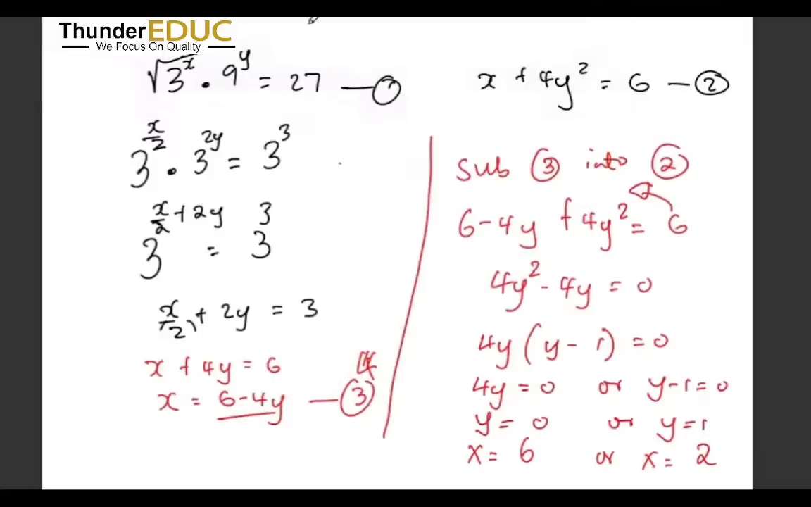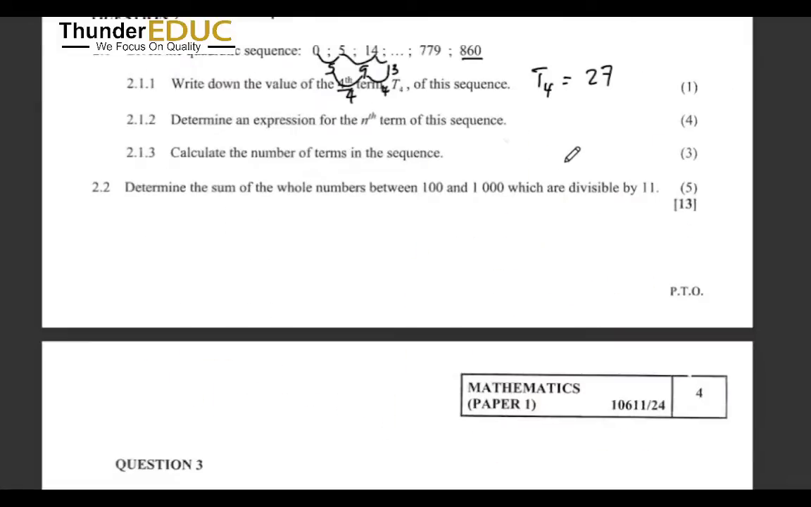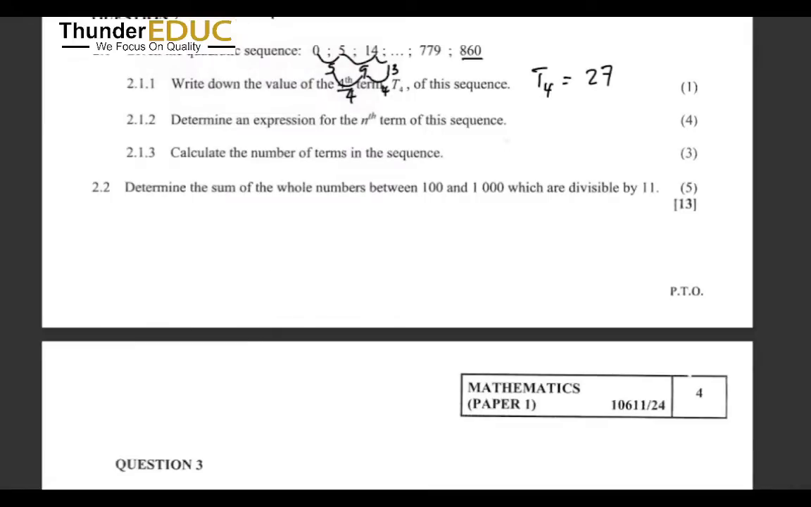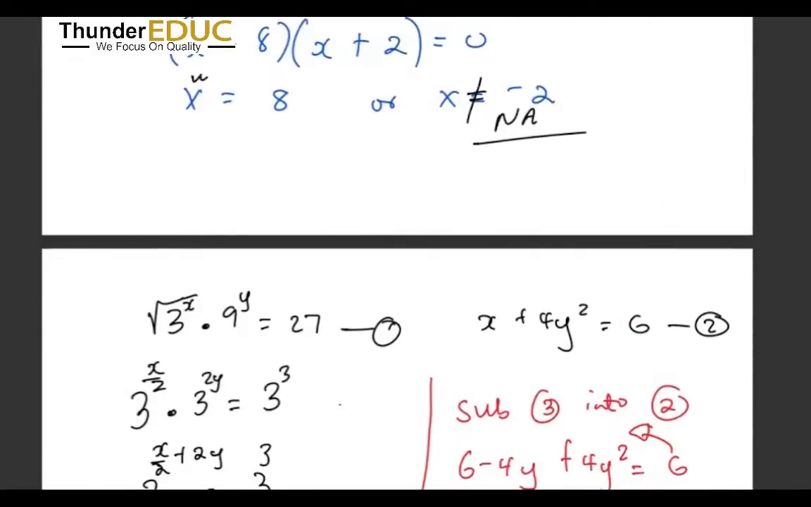Okay, so if T4 is a 27, 2.1.2, they want us to find the Tn, the nth term of the quadratic. So what we do, let me just jot this whole thing that side so that I have space. Okay, so this is 2.1.2. We said 0, 5, what was the other one? 14, now we have a 27. And then we have 860. Good. So we say that was a 5, that was a 9, this was a 4.